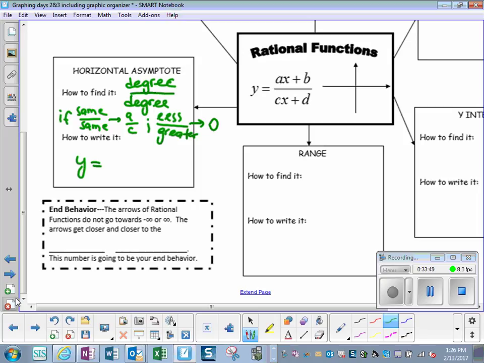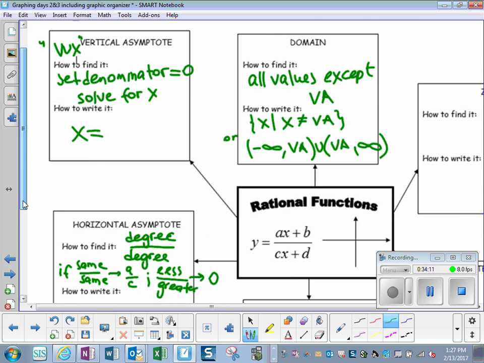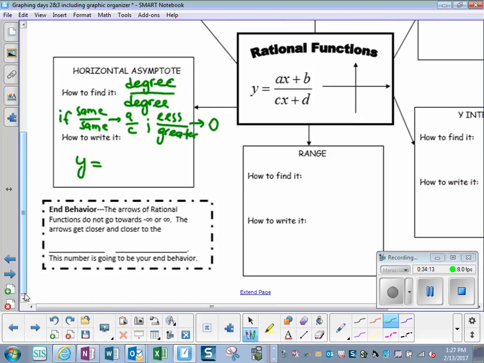Obviously, if I know the horizontal asymptote, I can figure out the range, right? Because we never cross the horizontal asymptote. It means that the range of the function will not include this value, right? That's what we did here. Remember? So all values except for the horizontal asymptote. Yes, exactly. So how to find it? All values except horizontal asymptote.